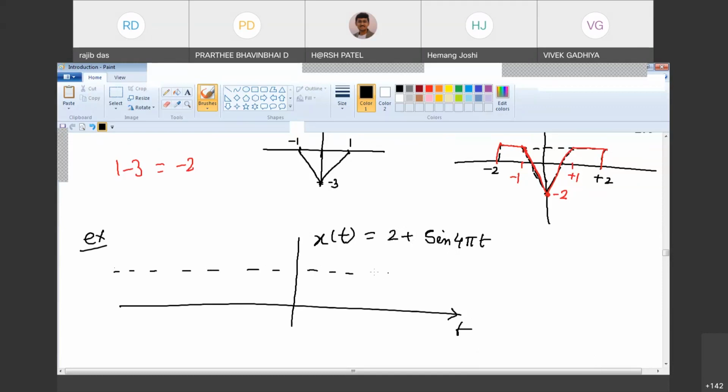So this is the level at 2. Okay. Now on this level there is a sine wave. You know the sine wave is a fluctuating, periodic one. And what is the frequency of the sine wave?